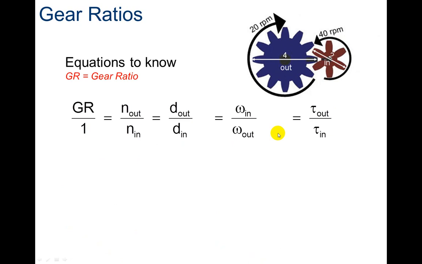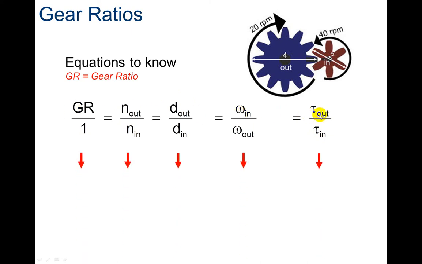All right, so here are the equations that we just talked about. Number of teeth out over number of teeth in, diameter out over diameter in, and we can set all of these equal to each other. So if in a problem I have the number of teeth and maybe torque out and I'm trying to find the torque in, or I have the number of teeth and I know how much torque I put in, I can get torque out by setting them equal to each other, because all of these equal the gear ratio.